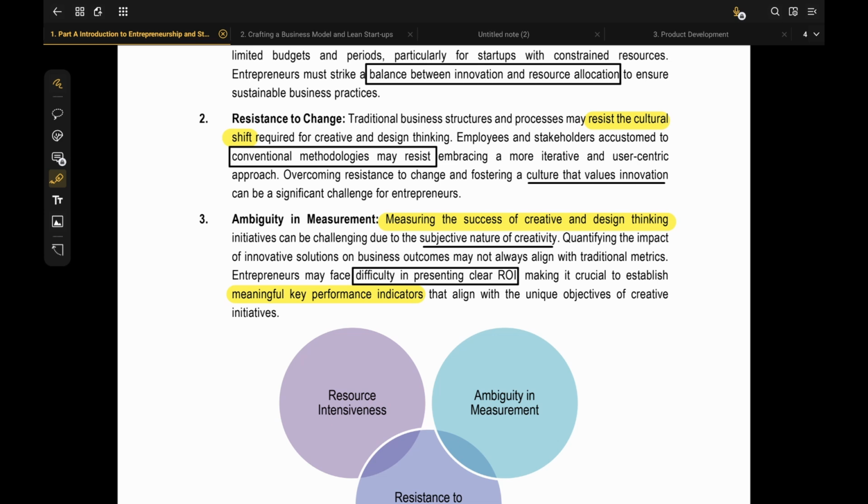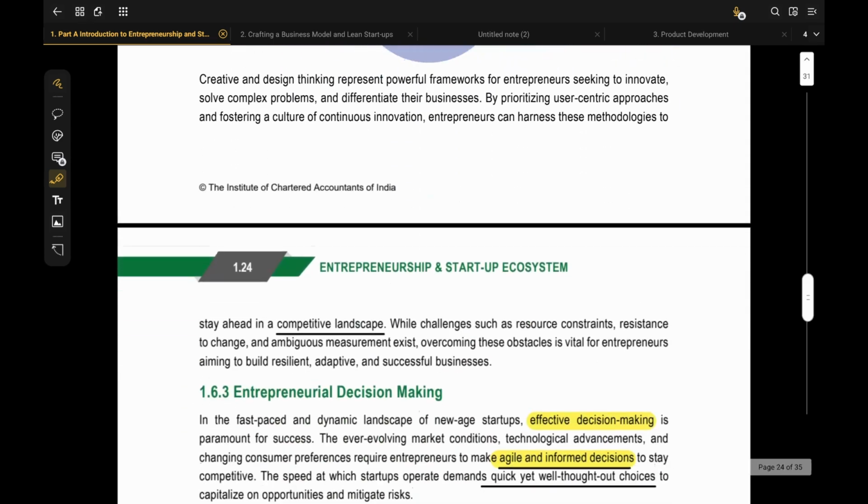And ambiguity in measurement. If you have a creative idea, whether it will succeed or not, whether it will become a failure, what is the chance of becoming success, what is the chance of becoming failure, that is all very difficult to measure. So if you bring every idea quickly and rapidly without thinking enough, it will face loss in the long run.